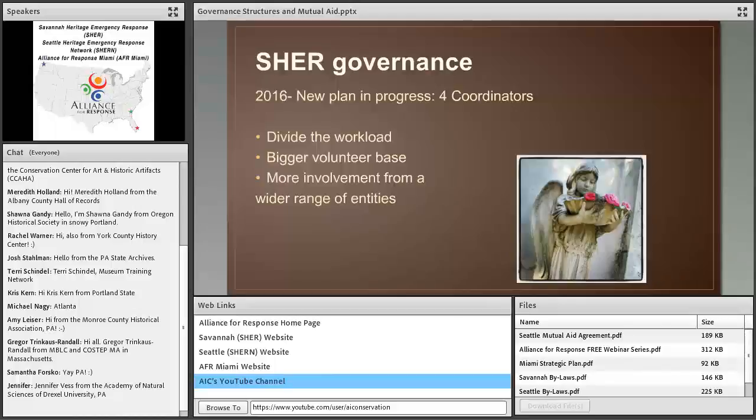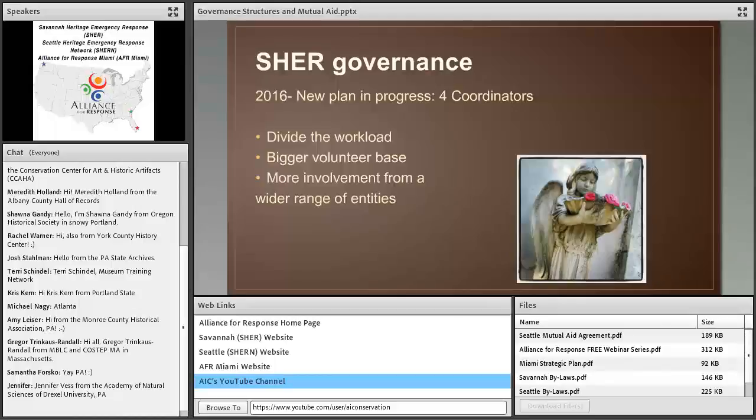And our new plan is actually to have 4 coordinators. So we have moved really far away from the original chair, vice chair type of positions. And again, this idea is to divide up the workload, have really specific, this person is in charge of this. And one of the things that we've learned over the years is exactly what SHARE is supposed to be doing. What are our challenges? What are our goals? And so this is going to divvy up the workload, hopefully have a bigger volunteer base by doing that.